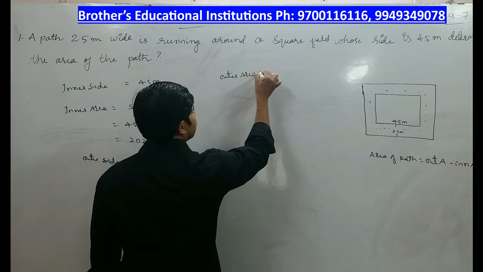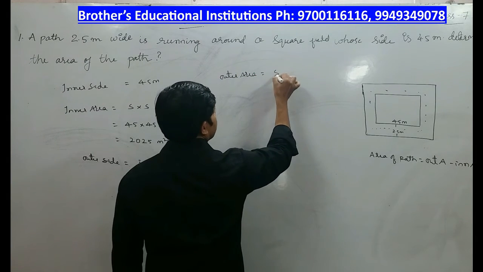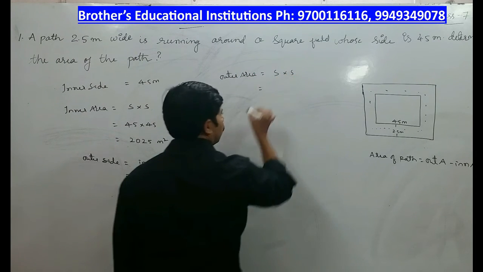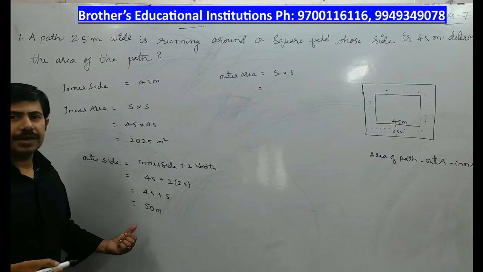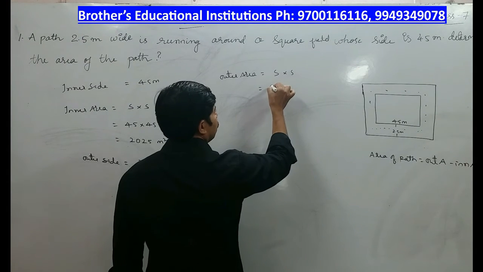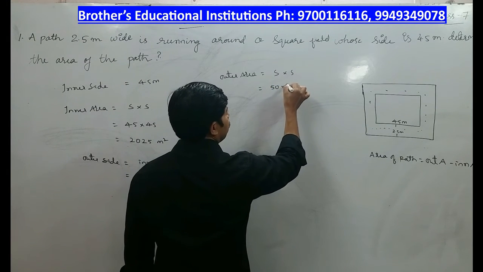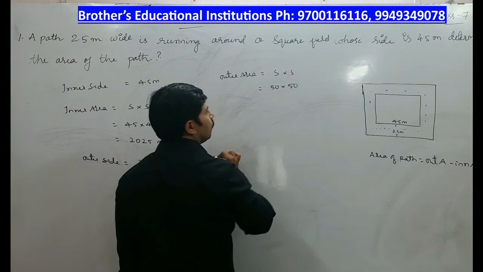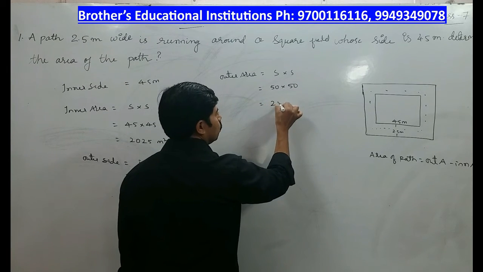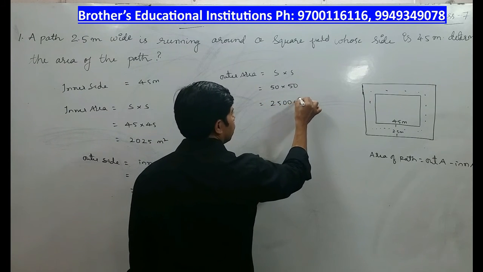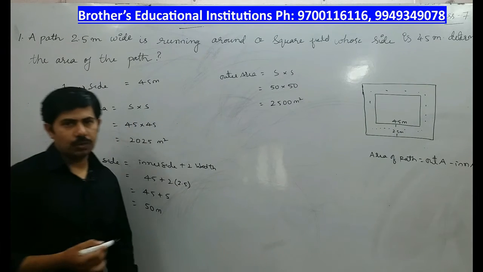Outer area is equal to, again just do side into side, outer side into outer side. What is outer side? It is 50. 50 into 50. So this is 2500 meter square. This is outer area.